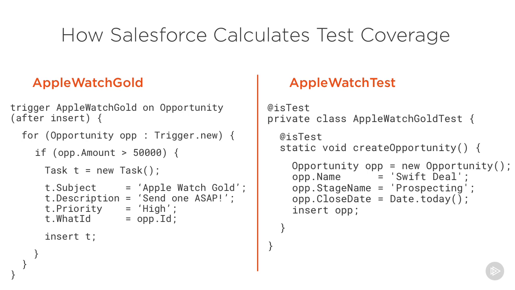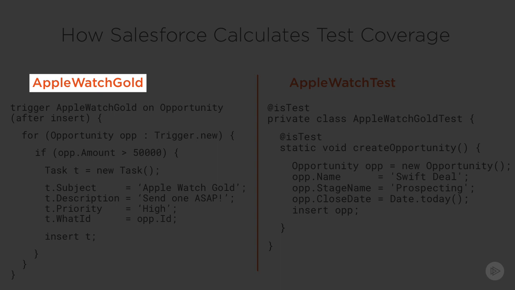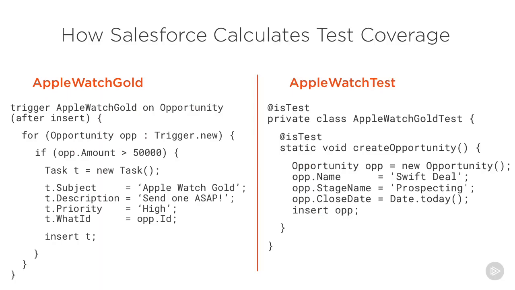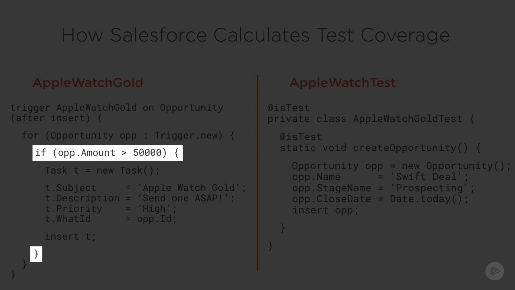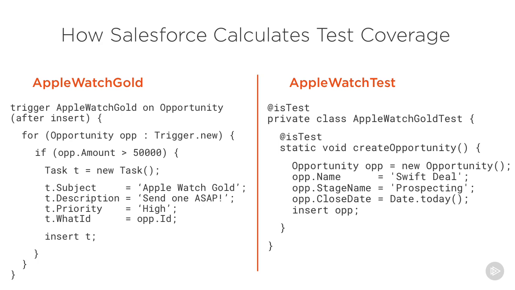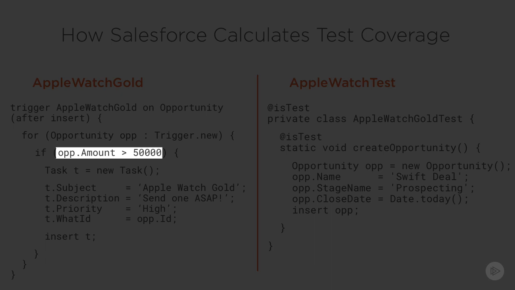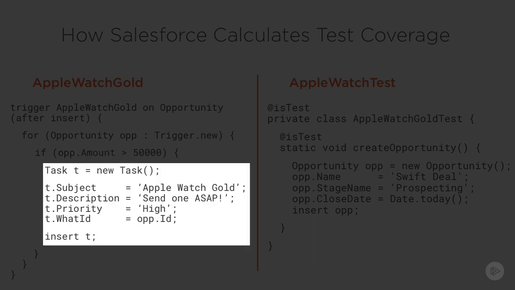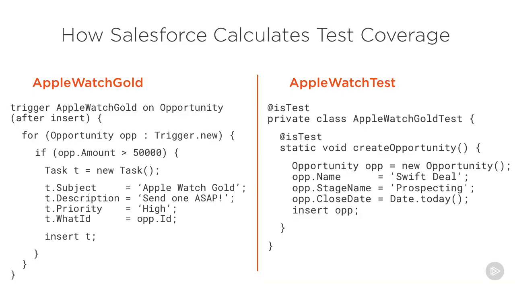Fancy! So, being the great Salesforce developers that we are, we rewrite our trigger and call it Apple Watch Gold instead. And now, we're adding an if statement that'll only create a task if the opportunity amount is at least 50 grand. I haven't formally taught you if statements yet, but I think you get the picture. We have an if statement, and if the code inside the parentheses evaluates to true, everything inside the if statement scope runs. If not, the code is ignored.